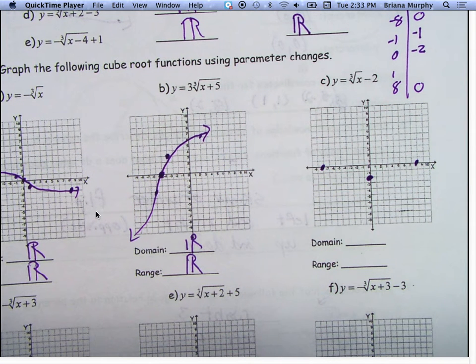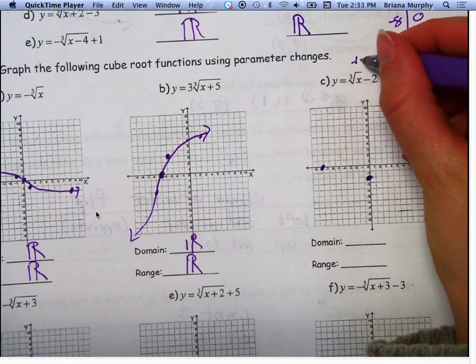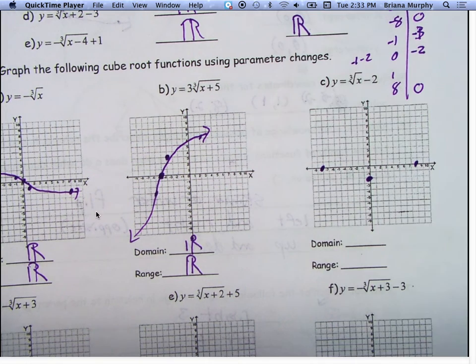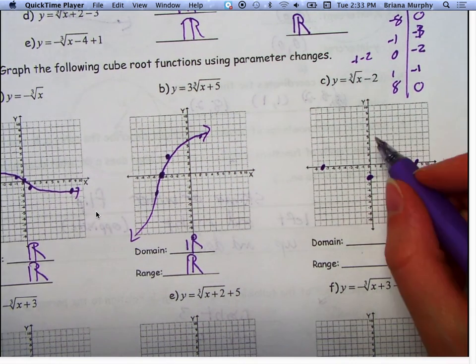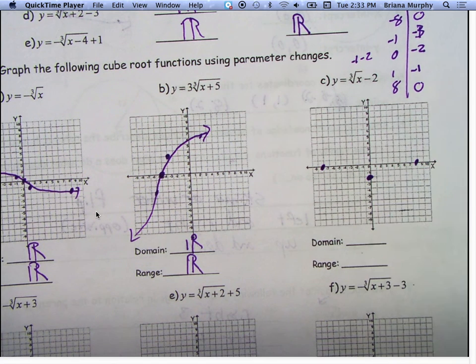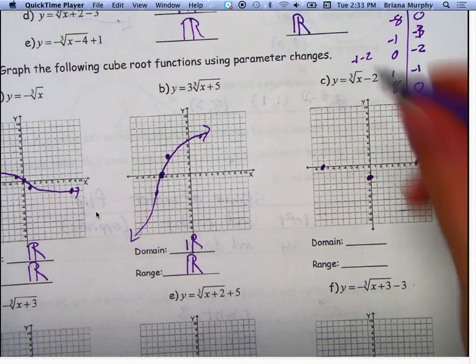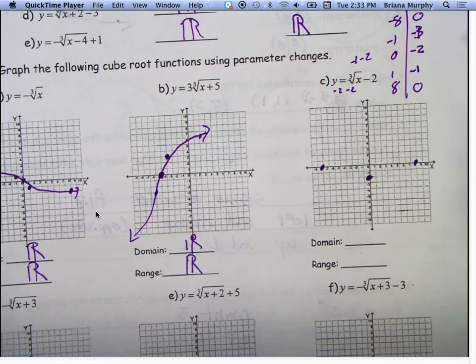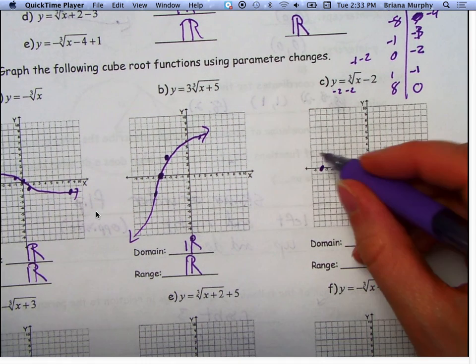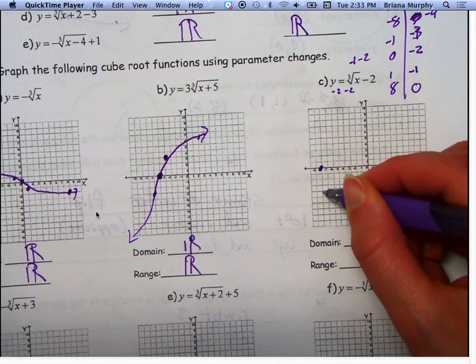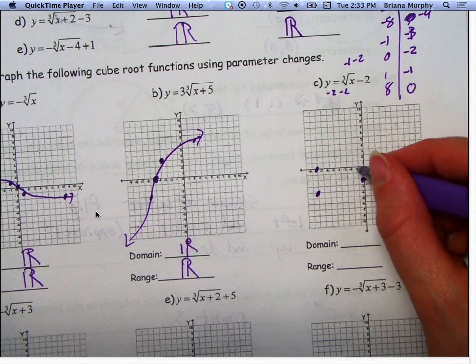Yeah, hold on. I'm confused myself. The cube root of negative 1 is negative 1, excuse me. So negative 1 minus 2 means this is negative 3. The cube root of 1 is 1. 1 minus 2 is negative 1. The cube root of negative 8 is negative 2. Negative 2 minus 2 should be negative 4. There we go. Negative 8 should be negative 4. Negative 1 should be negative 3.